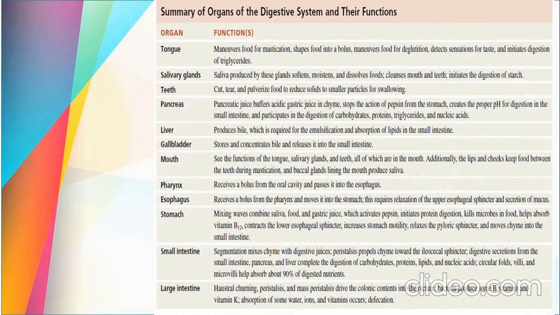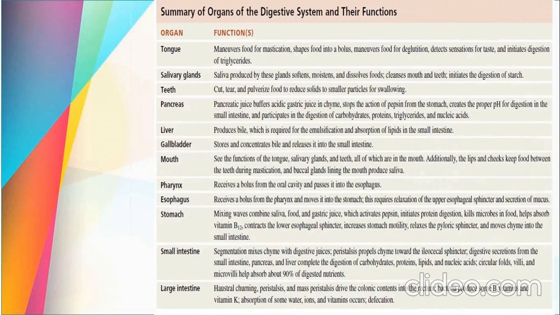Next one is the small intestine. Segmentation mixes the chyme with digestive juice. Peristalsis propels chyme towards the ileocecal sphincter. Digestive secretions from the small intestine, pancreas and liver complete the digestion of carbohydrate, protein, lipid and nucleic acid, with circular folds, villi and microvilli helping to absorb about 90% of digested nutrients.